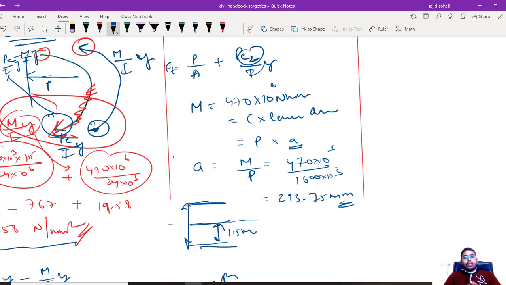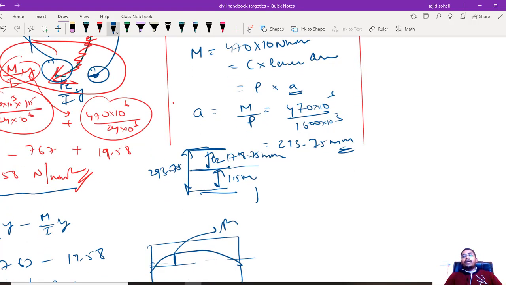Total neutral axis was 293.75. So this distance is nothing but 293.75 minus 115, which will be 178.75 mm. So I know what is the eccentricity of this P line. So direct formula, my stress at the top fiber at that location of XX will be P by A plus P e2 by I into Y.